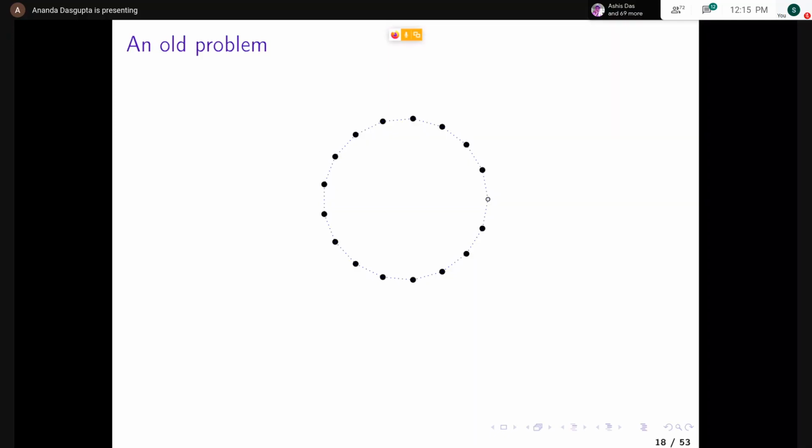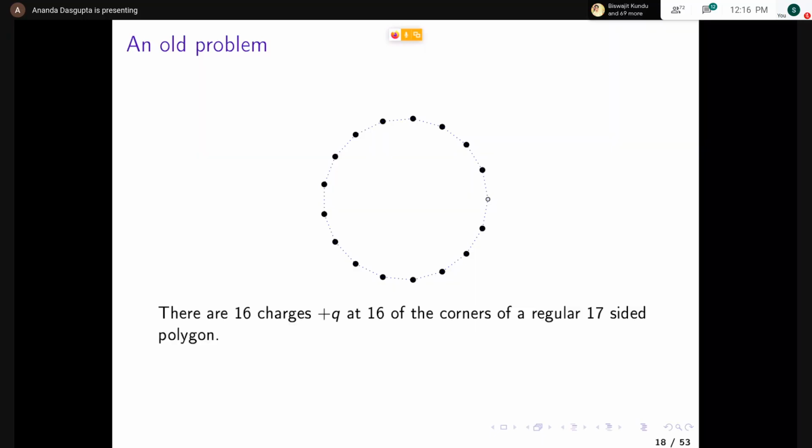This is a problem which was there in a very favorite book of mine, Griffiths' Introduction to Electrodynamics. In fact, it used to be the very first problem in the second chapter of the book. The second chapter is where the physics started. The first chapter was essentially mathematical preliminaries. So in a sense, this was the first problem in the book. And the old version of the book had this in a beautiful way. The question was, there are 16 charges plus q at 16 of the corners of a regular 17-sided polygon.